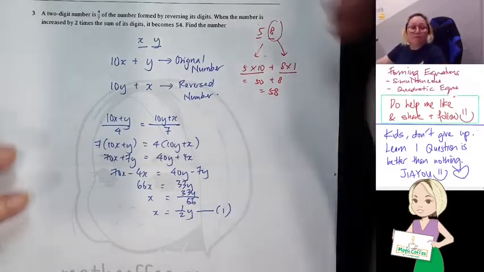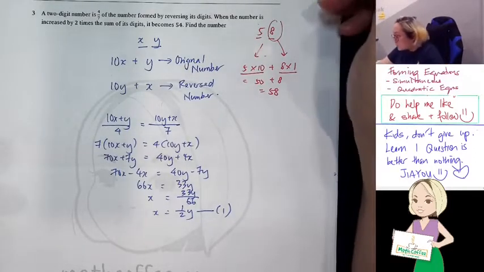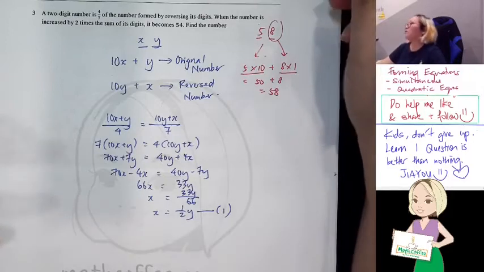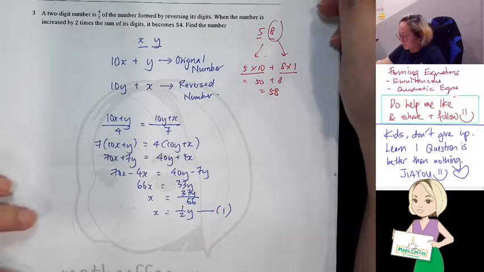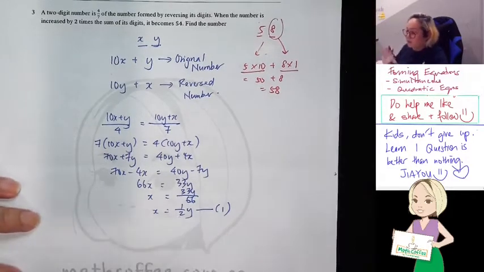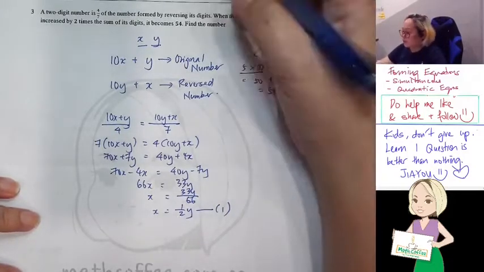This is Singapore Maths secondary school, taught in Sec 2, forming simultaneous equations. Now we need to form the second equation, so it will be the second sentence.